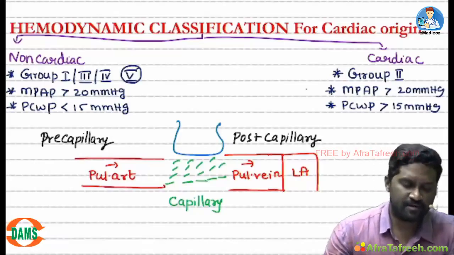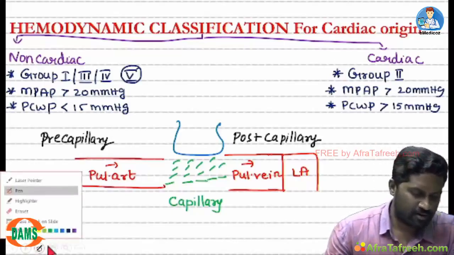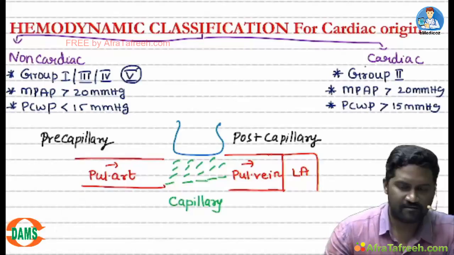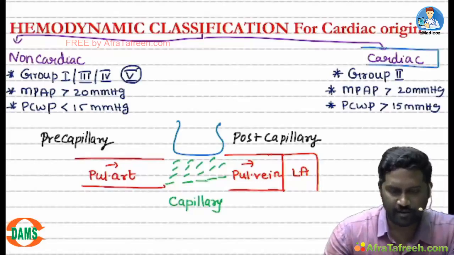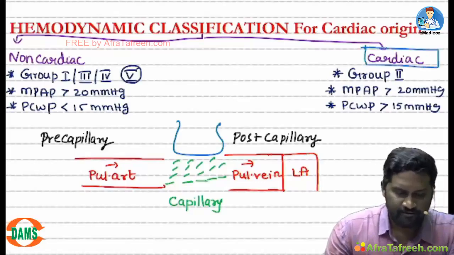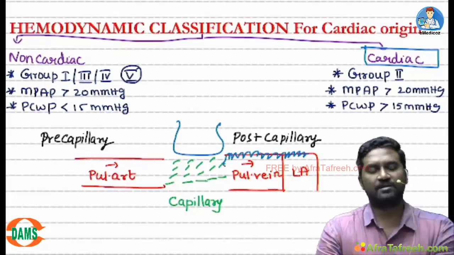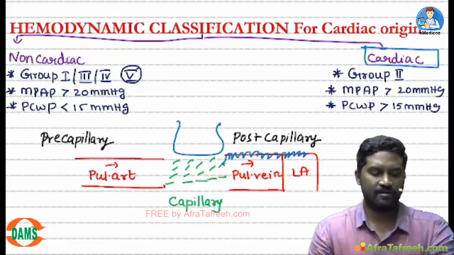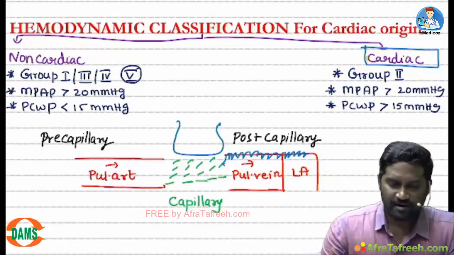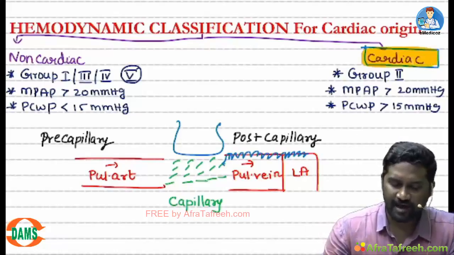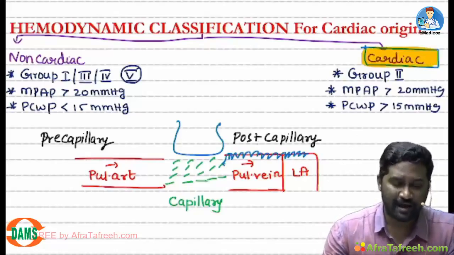Now if you see in cardiac origin pulmonary hypertension, most of the pathophysiology is happening in the post-capillary region. Left atrial pressure increases, pulmonary venous pressure increases, then pulmonary capillary, then pulmonary arterial pressure. Because in cardiac origin, most of the pathophysiology is happening in the post-capillary region.